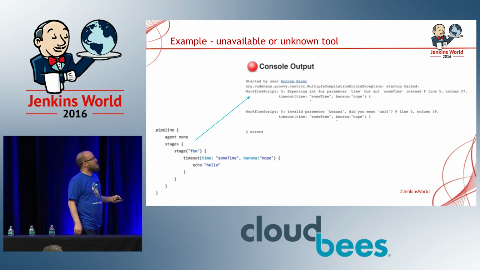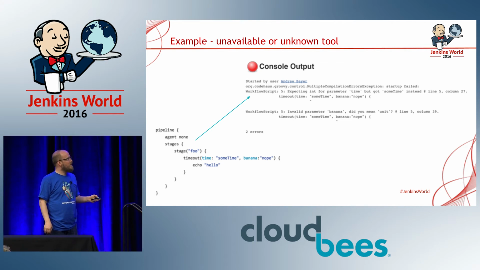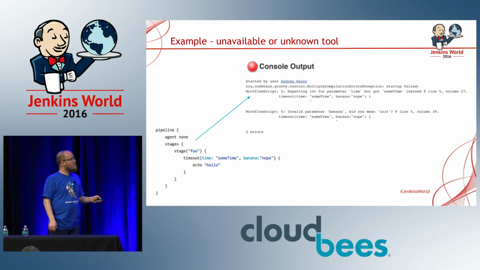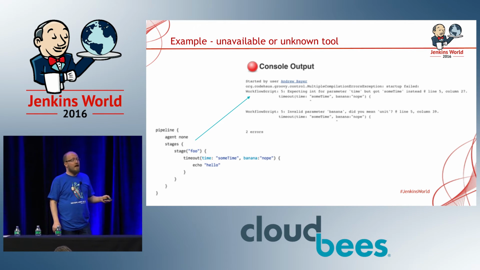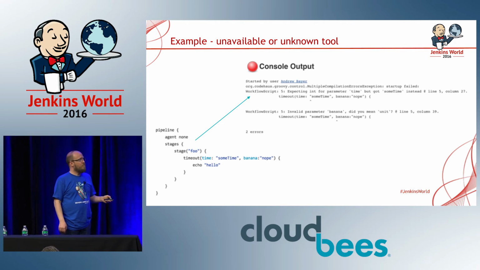Anyway, this one is showing 2 errors involving parameters. One is that the time parameter should be an int. It's not a string. That's wrong. So it's saying, hey, look, right there, sometime. You're wrong. That's not a thing. And here it's saying that banana is not actually a valid parameter for timeout, which makes sense. And it suggests that maybe I meant unit instead. It's nice when it tells me not only that I was wrong, it gives me an idea of how to fix it.